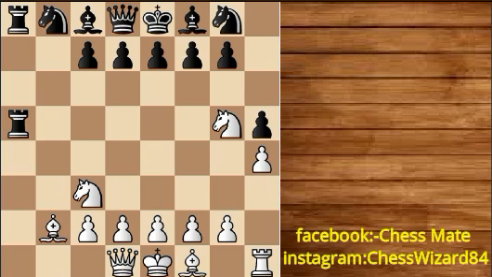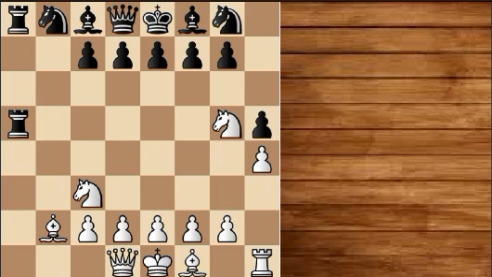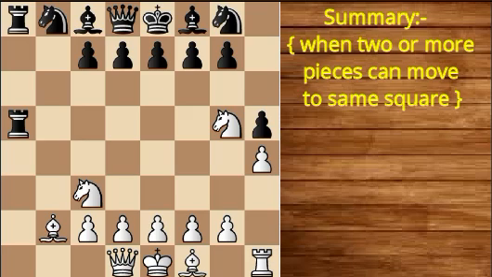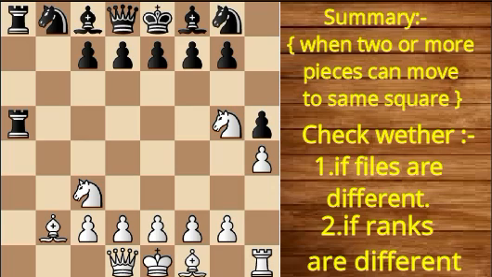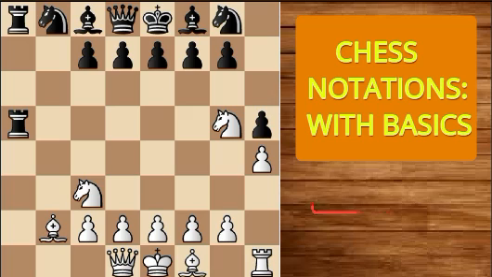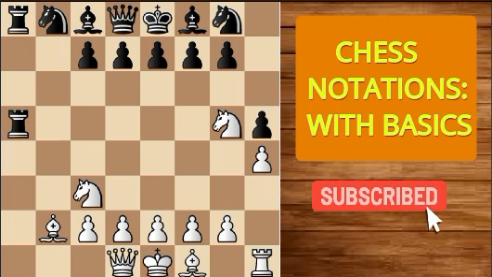In summary, for such situations, you need to check in the following order of preference. First, you will check the files of both the pieces. If they are different, then you simply use the file name. If the files are the same, like you see here, then you need to check the ranks of both the pieces. If they are different, then you will use the rank number. And in some rare cases, where both the file and rank are not sufficient individually to identify the piece, then you need to use both the file and rank in the notation.